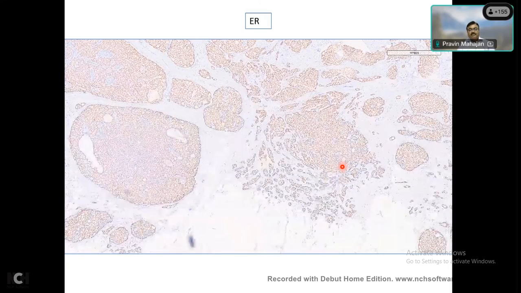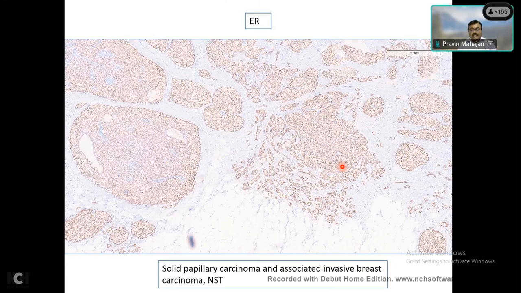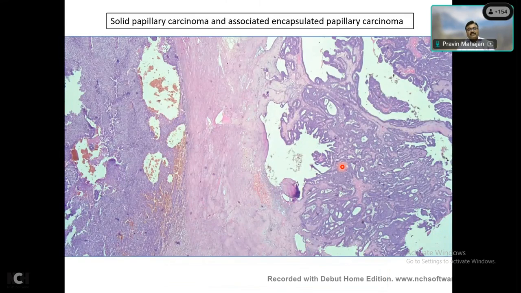And ER is diffusely positive everywhere in the tumor. So this is actually a solid papillary carcinoma associated with invasive breast carcinoma of no special type. So we had a case wherein there was a solid papillary carcinoma as well as encapsulated papillary carcinoma together. So you can have solid papillary carcinomas with either invasive breast carcinomas of no special type, invasive mucinous carcinomas, or invasive solid papillary carcinomas also. Similarly, encapsulated papillary carcinomas can also have invasive breast carcinomas of different types.